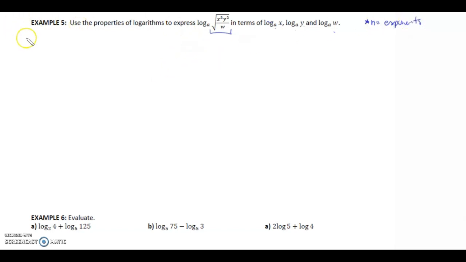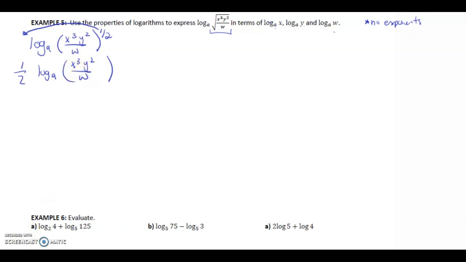Okay, so what I'm going to do is first express this as log base A, and then I'm going to put this into a bracket: X cubed y squared over w. And instead of having a square root, I'm going to raise this to the 1/2. Then in the next step, I'm going to bring that 1/2 in front: 1/2 log base A, and all I'm doing here is rewriting that fraction.